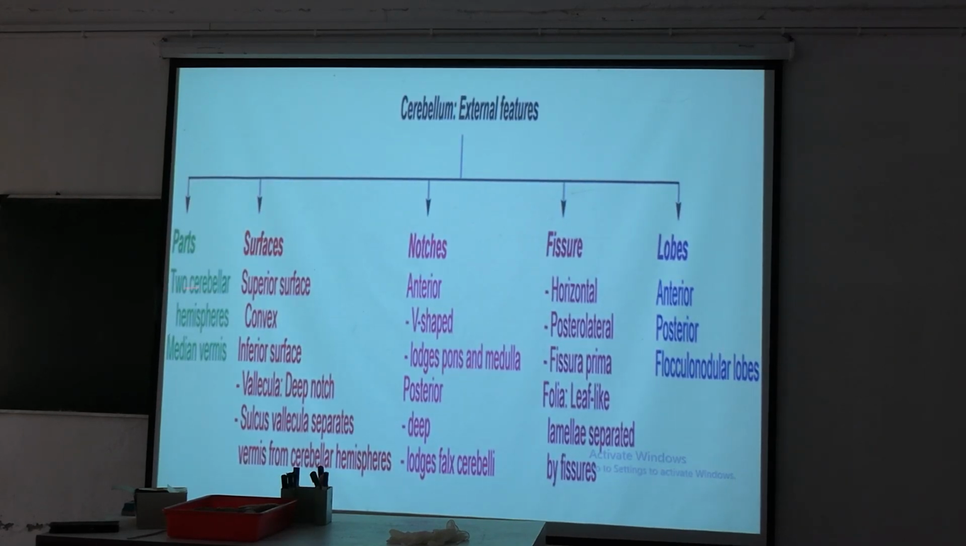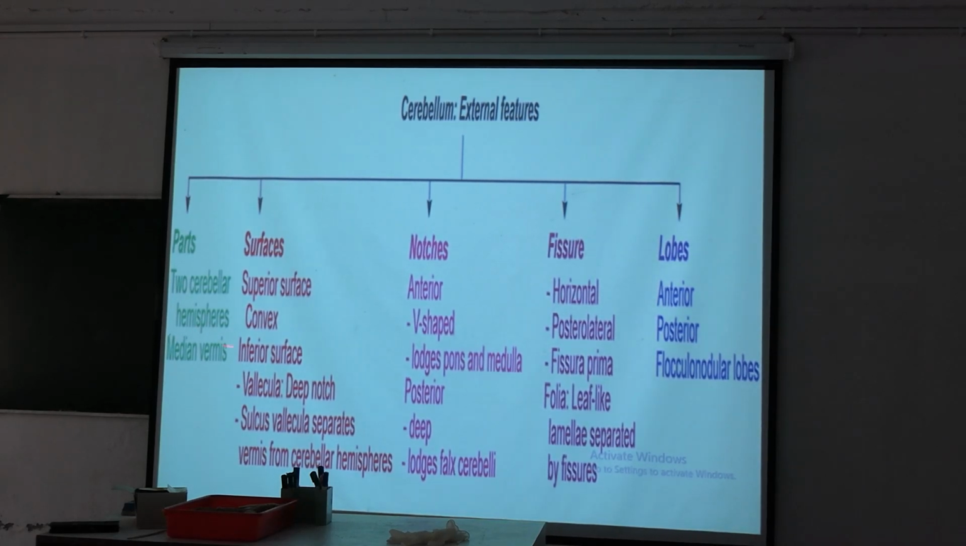So parts are two cerebellar hemispheres, median vermis. Surfaces are superior surface, which is convex; inferior surface, you can see vallecula, which is deep notch. Sulcus vallecula separates the vermis from cerebellar hemispheres. Next, there are notches. Anterior notch is V-shaped, lodges the pons and medulla. Posterior notch is deep, lodges the falx cerebelli.